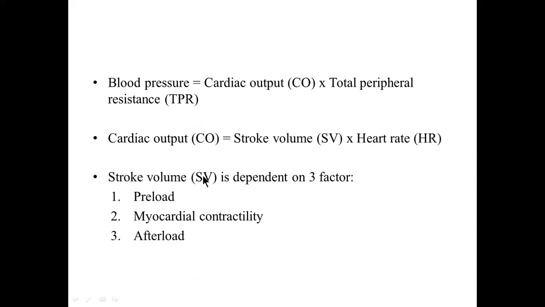Excessive preload here is not compensatory. It's not due to activation of the neurohumoral mechanisms. The excessive preload is directly related to the underlying cause. The classical examples of conditions associated with volume overload or excessive preload are regurgitating valvular diseases like mitral regurgitation and aortic regurgitation when you talk about the left side of the heart. Equivalent on the right side of the heart, we have tricuspid regurgitation and pulmonary regurgitation.